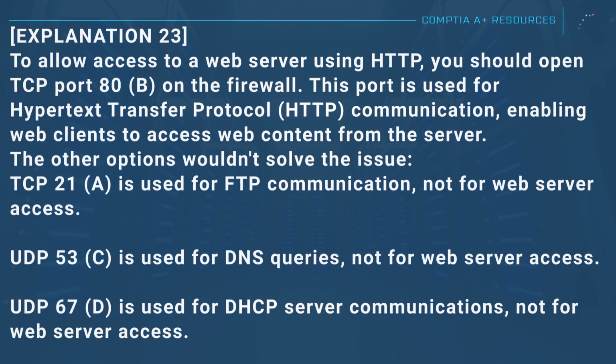TCP 21 (A) is used for FTP communication, not for web server access. UDP 53 (C) is used for DNS queries, not for web server access. UDP 67 (D) is used for DHCP server communications, not for web server access.